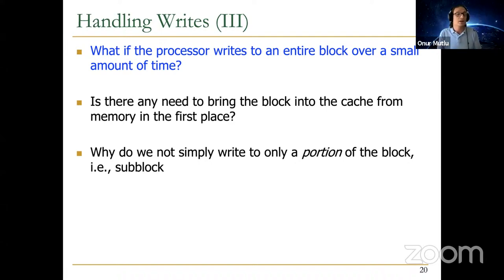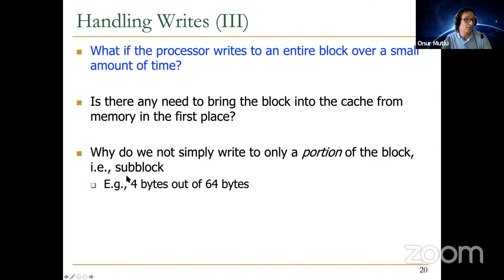We don't need to bring the data from memory in the first place. We just update the sub-block. So for example, if the store is doing a 4-byte write, your sub-block can be 4 bytes. And you basically write to those 4 bytes and don't bring those 4 bytes and the remaining 60 bytes from the cache. That makes a lot of sense, I think.